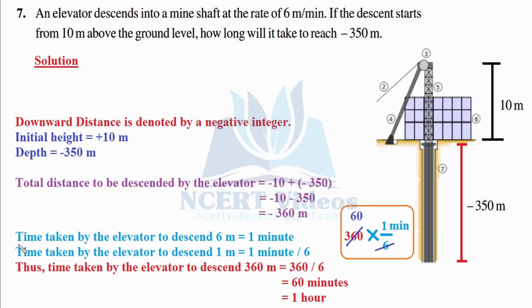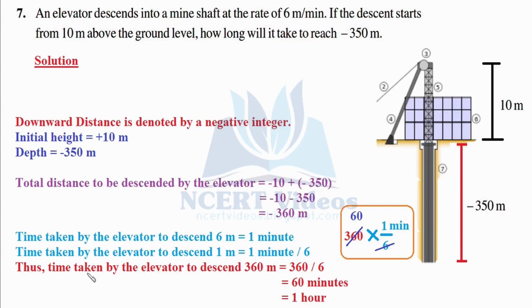Time taken by the elevator to descend 6 meters is 1 minute. It is saying it takes 1 minute by the elevator to move a distance of 6 meters. In 1 minute it will move 6 meters. In another minute it will move next 6 meters. So it means in 2 minutes it will move 12 meters. This is what it means. Now time taken by elevator to descend 1 meter will be 1 minute by 6. This is unitary method. You have learnt it in your previous classes.